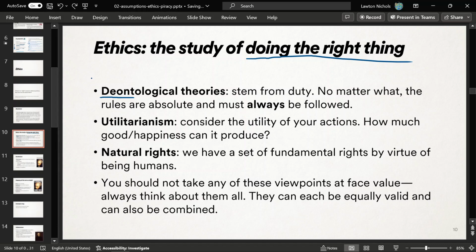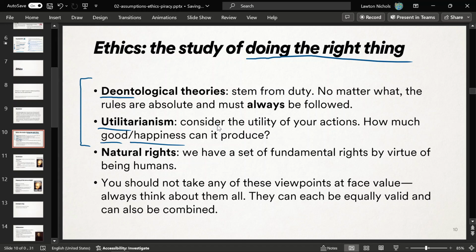And the other theory that we'll touch on in this class is utilitarianism, which maybe we've learned about if we took maybe U.S. history or, what else, maybe economics. You learn about this. And utilitarianism is when you consider the utility, right? The utility of what you're doing, the utility of your actions. And so you try to measure at least how much good, how much happiness doing this thing this way could produce versus doing it this other way.